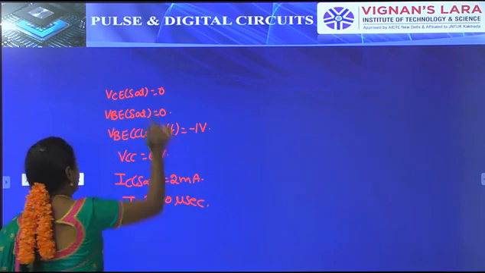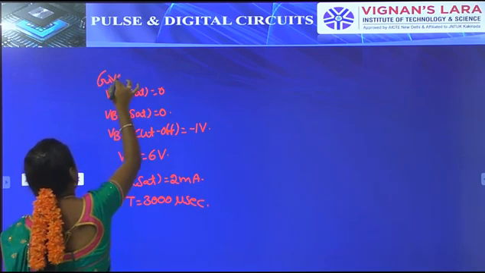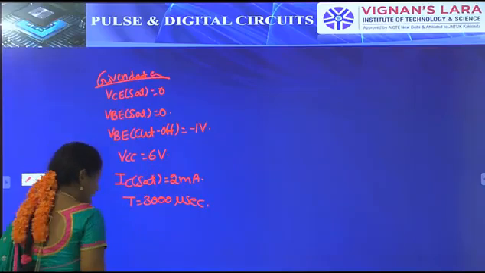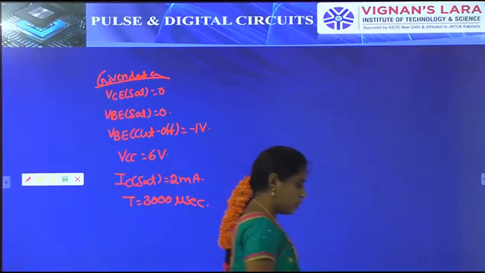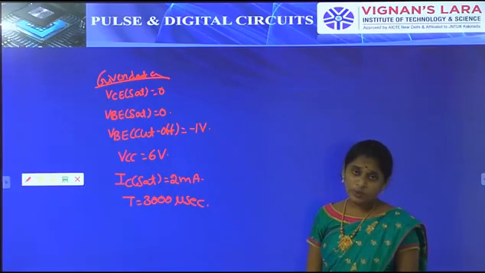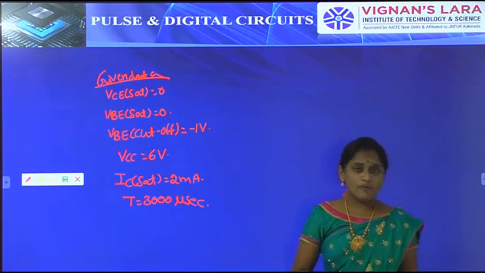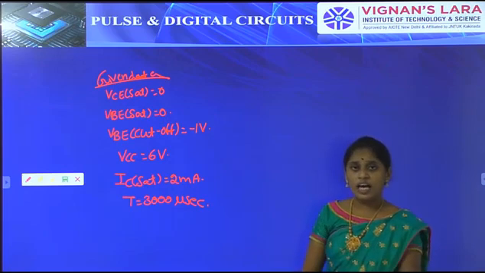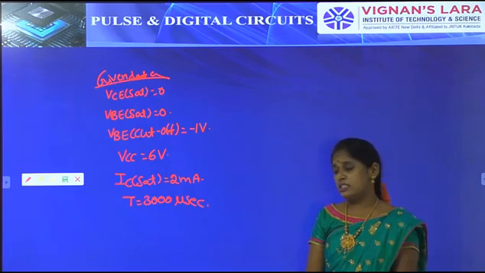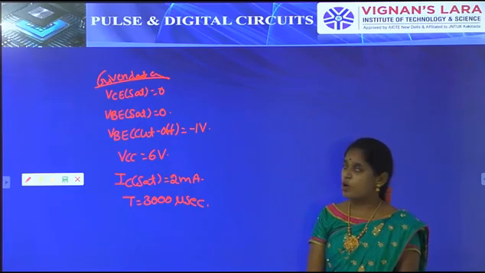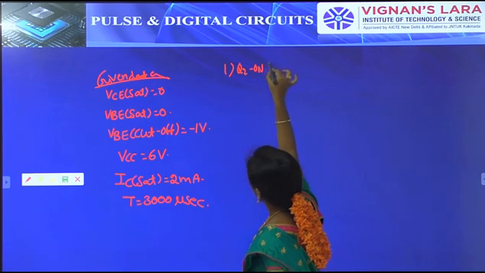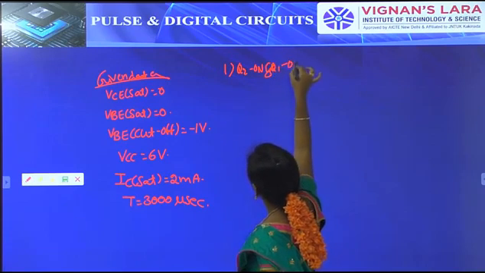So these are the given data. From this given data, we have to find the values of resistors and capacitor and the supply voltage, that is minus VBB. As we know, one of the transistors is going to be on and the other goes to off condition. The first assumption is that transistor Q2 is in on condition and Q1 is in off condition.